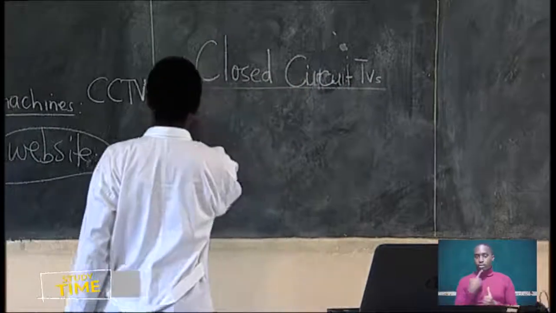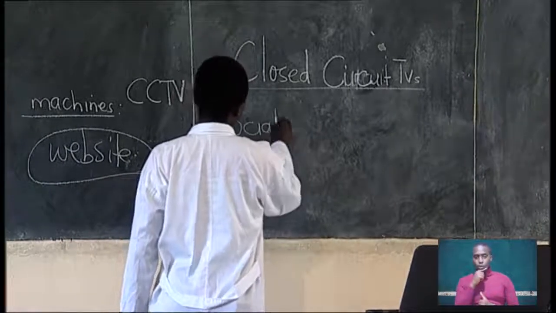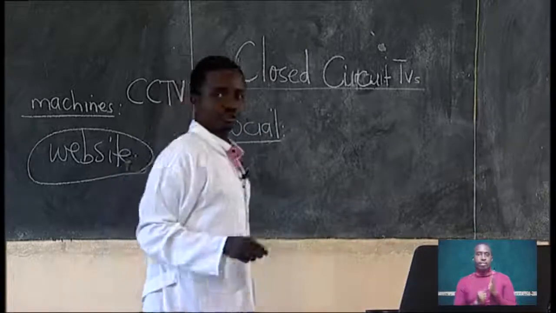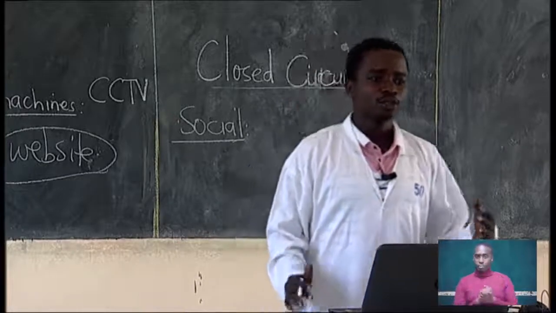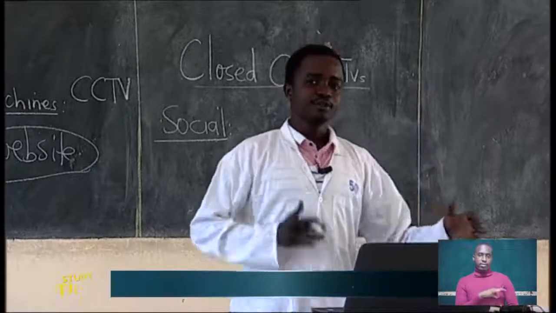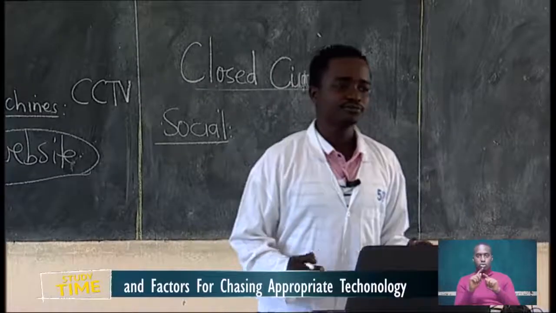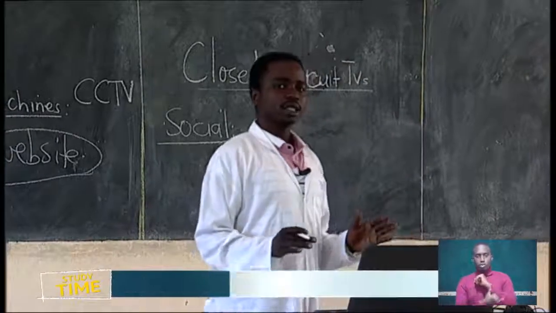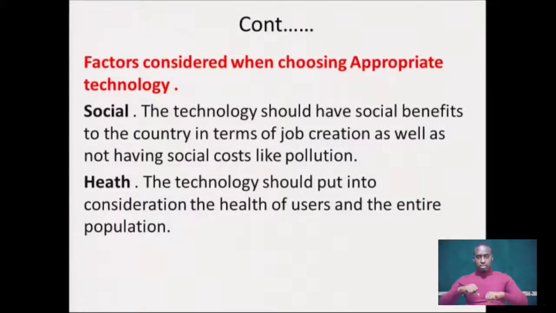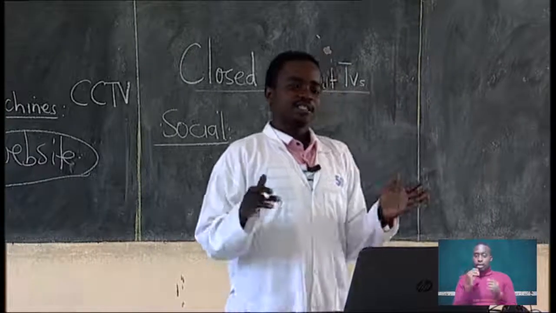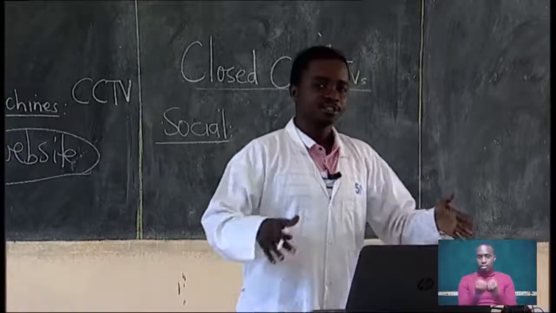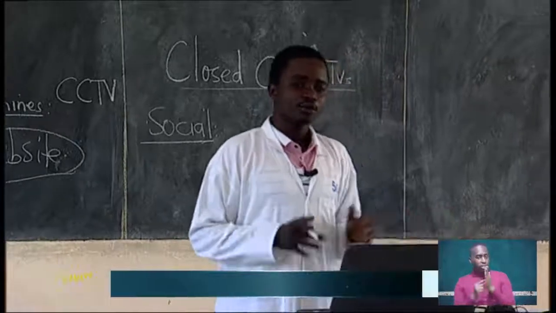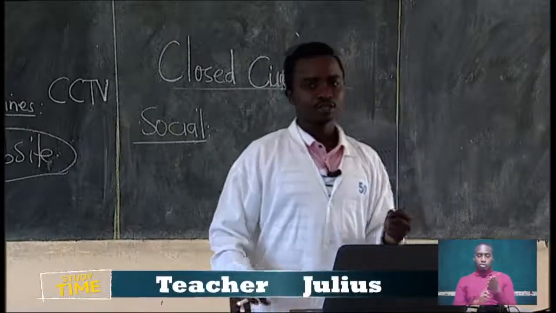One, we have social. This is the first factor. What do we mean with this? The technology should have social benefits. It should benefit the society in terms of job creation, as well as not harming the society with negative effects like social costs, e.g. pollution. Appropriate technology is a type of technology that fits the existing conditions within the society, the skills. The local people can easily adapt it and use it. So that is appropriate technology.